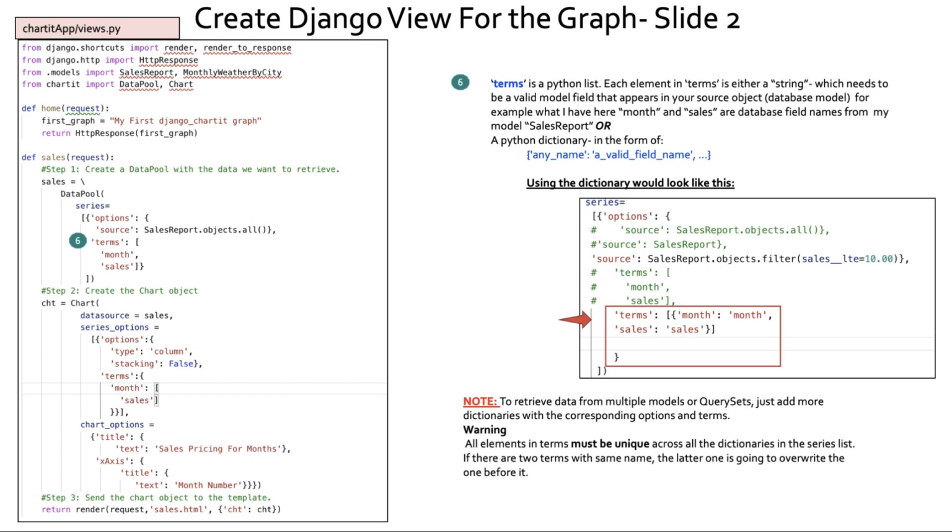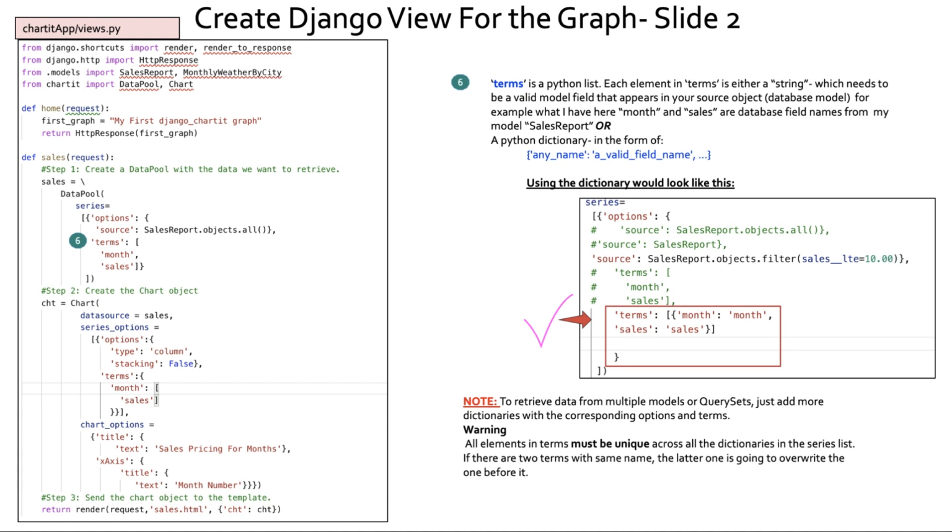Okay, slide 2, still working on our view here. The variable terms in our series is a Python list. Each element in terms is either a string, which needs to be a valid model field that appears in your source object database model, so it has to be one of the fields from our model. For example, what I have here is month and sales. These are database field names from my model called SalesReport. Or we can employ a Python dictionary in the form that I show you here. Using the dictionary would look like this for this very same example.